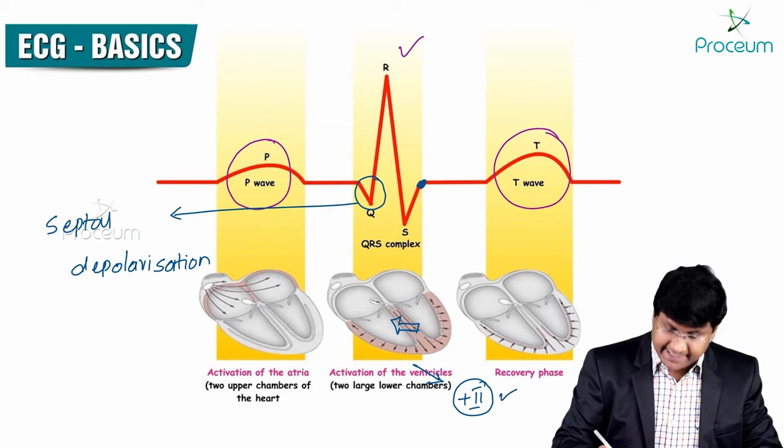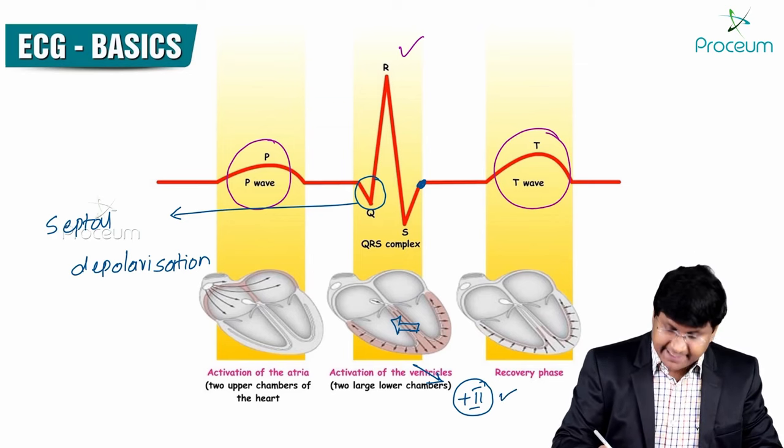Okay. So limb leads, what did I tell you? You have lead 1, lead 2, and then lead 3. Let me show you that. You take lead 1. So limb leads are what? They're your bipolar leads. That means limb leads are those which will measure the potential difference across the two ends, right? Lead 1 is measuring the potential difference between the right arm and the left arm.